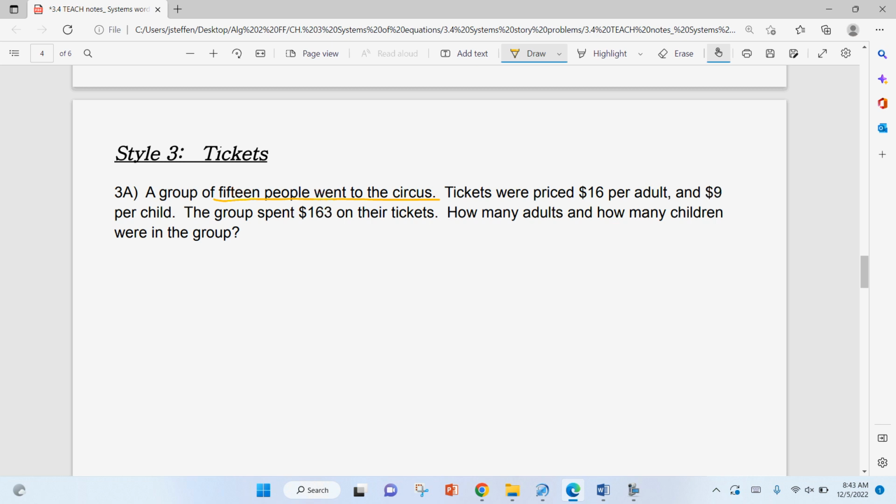Then it says there are $16 per adult and $9 per child. So they're saying there are two categories of people: they're either children or adults. And then the group spent $163 total to get in. How many adults and how many children were in the group? So A is the number of adults.